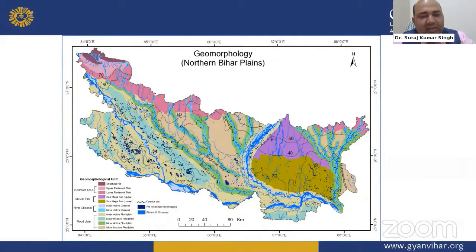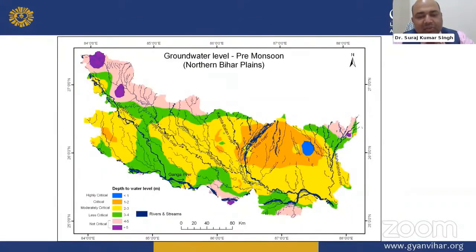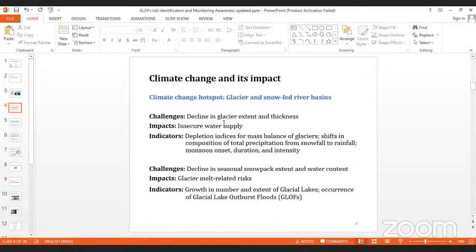And these are the different layers. We are using satellite images because the topography is plain, so we use visual interpretation. We use the ASTER GDEM data. Now about climate changes, and its impact.